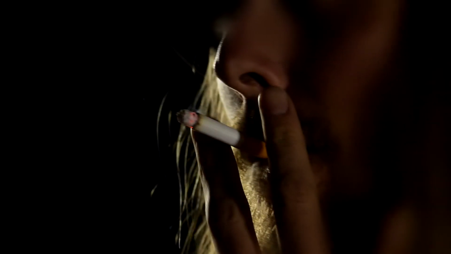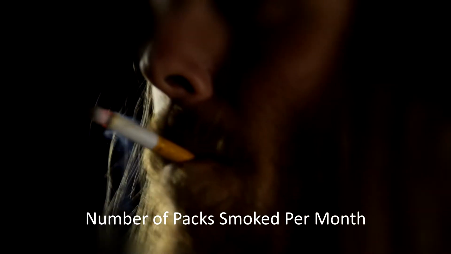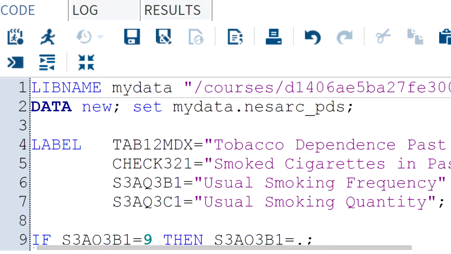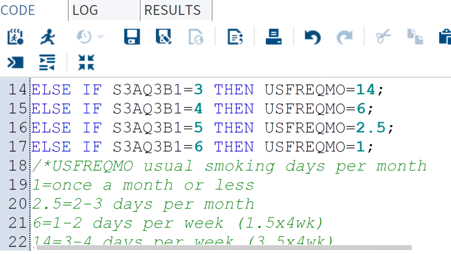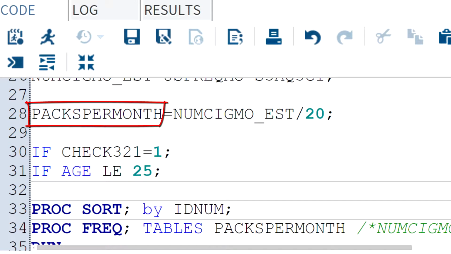We're going to create a new variable that estimates the number of packs that each individual smokes per month rather than the number of cigarettes. This could be a step closer to a categorical variable that's meaningful. Returning to the program, within the data step, where all data management is conducted, we add the following syntax: packs per month equal numsigmo_est divided by 20, semicolon. The new variable is packs per month, and it's set equal to the number of cigarettes smoked per month divided by 20, followed by a semicolon.